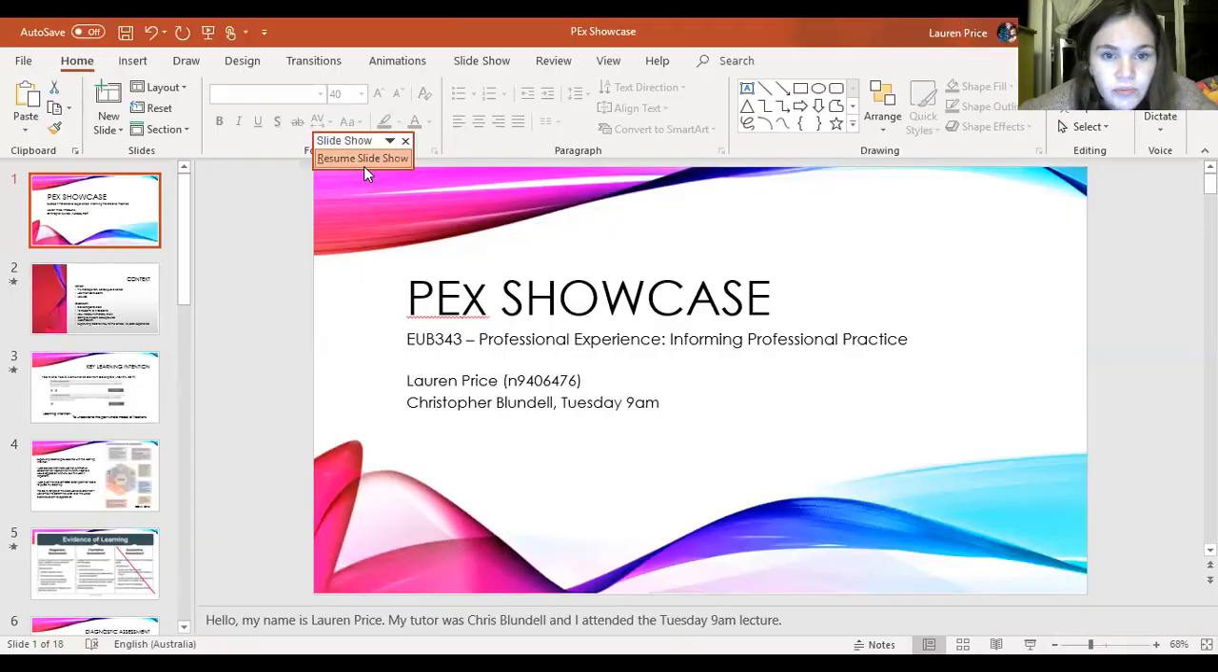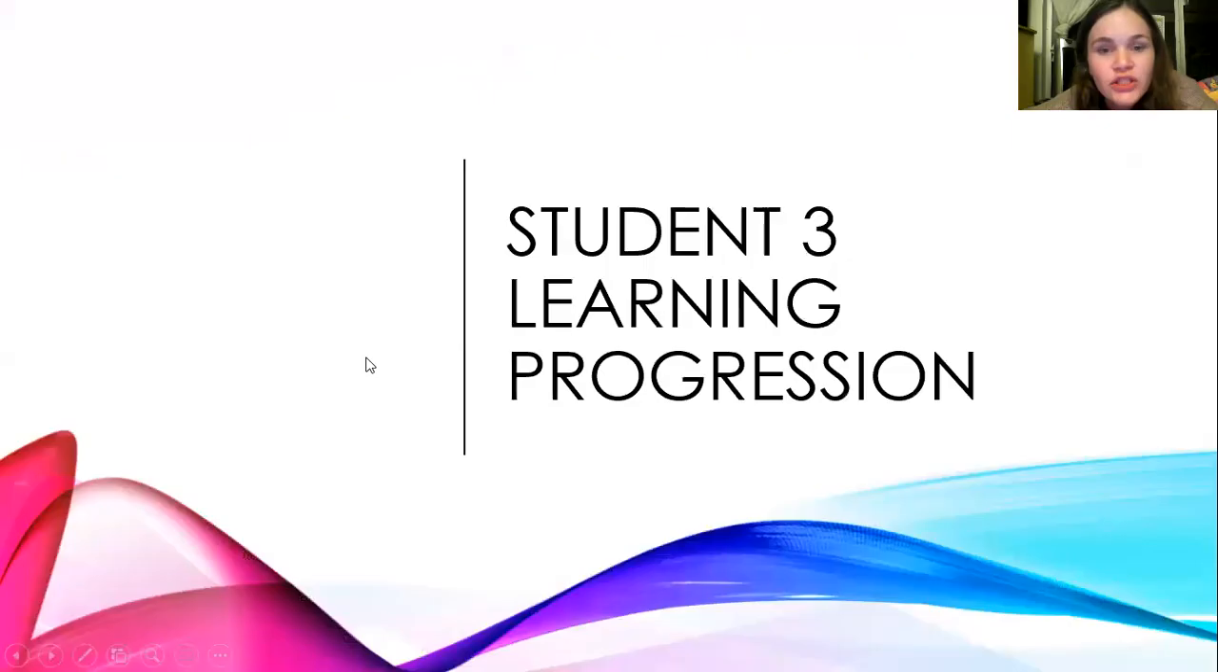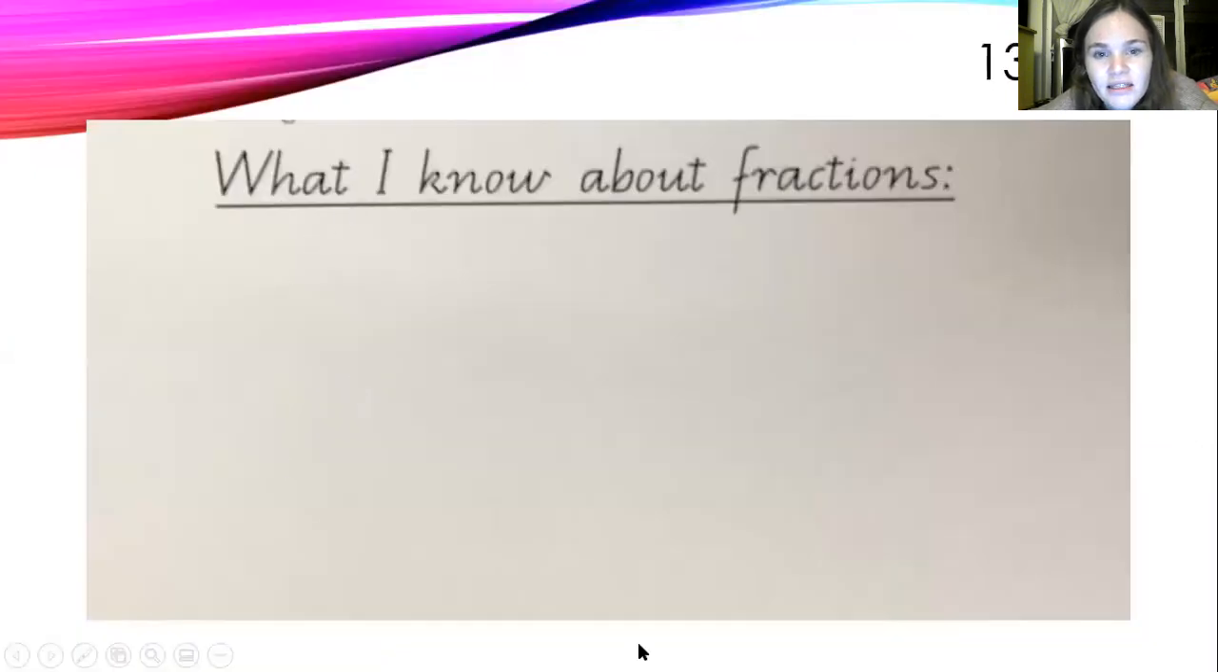Let me resume. Now I've got quick time to show the evidence of impact. So this student, she started and she left it blank. She said she didn't know anything about fractions.